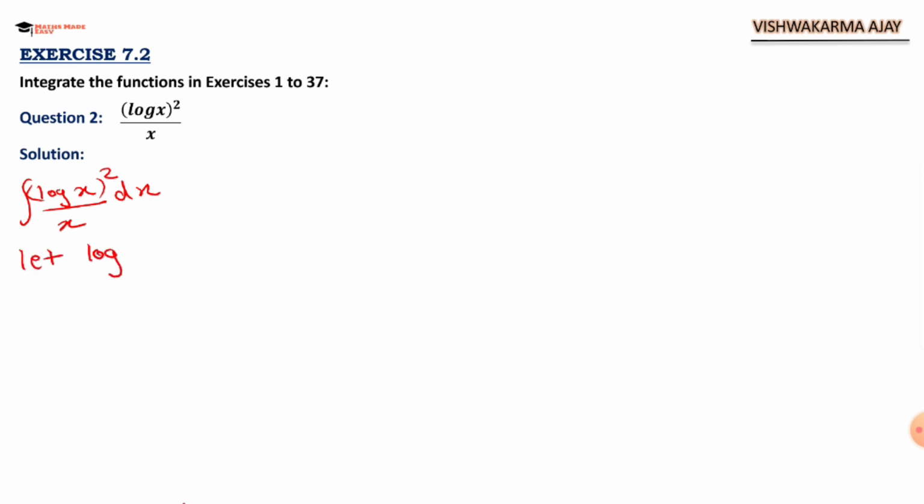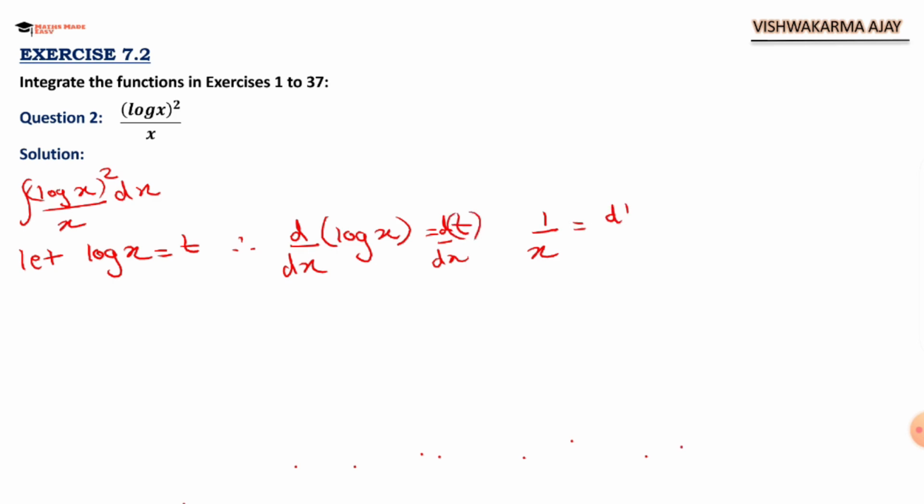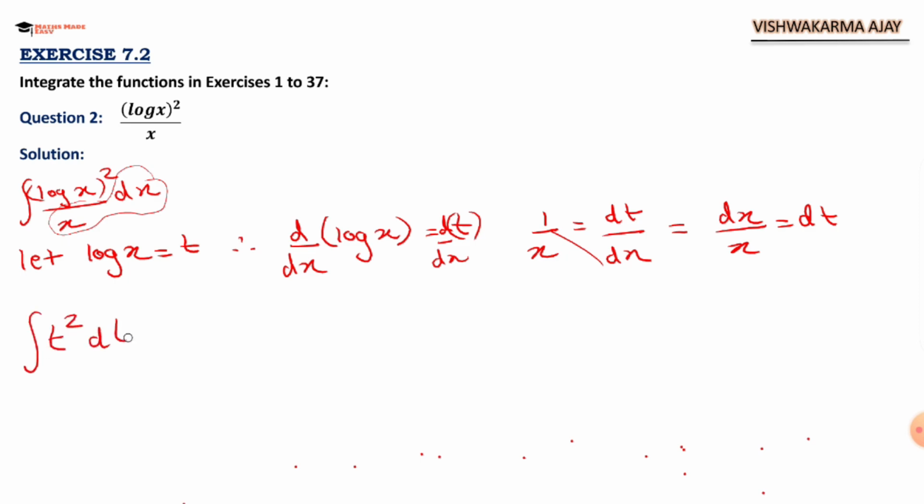Let log x be equal to t. Therefore, I can write d upon dx of log x is equal to d upon dx of t. I can also write 1 upon x is equal to dt upon dx. That gives me dx upon x is equal to dt. I'm going to substitute this over here. In our case, dx upon x will be replaced by dt. So we have here t square dt.